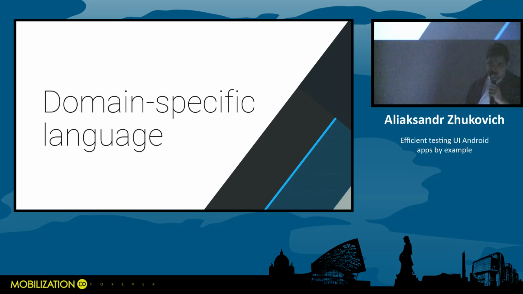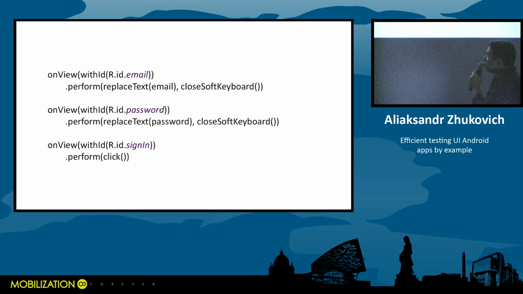Our solution can be a domain-specific language, or simply DSL. DSL is a kind of language for our domain. Let's imagine that we have a navigation application, and in our DSL we have words like search, clean route, plan route, and stuff like this. Let's try to rewrite these 3 simple lines with our DSL. Here we enter some email, password, and press sign in.